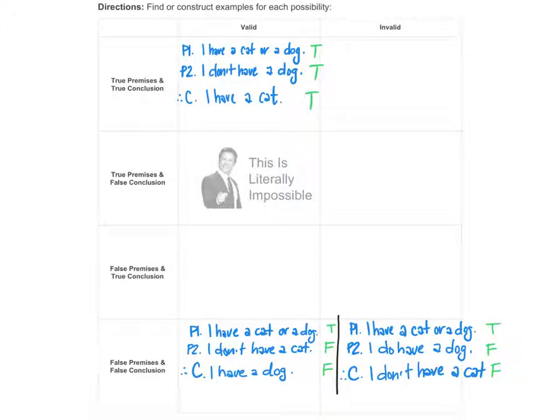So let's do a couple more. Let's do an example of an invalid argument that has true premises and a true conclusion. Okay, premise 1. I live in San Diego. Premise 2. San Diego is in California. Conclusion. Therefore, I have a cat.